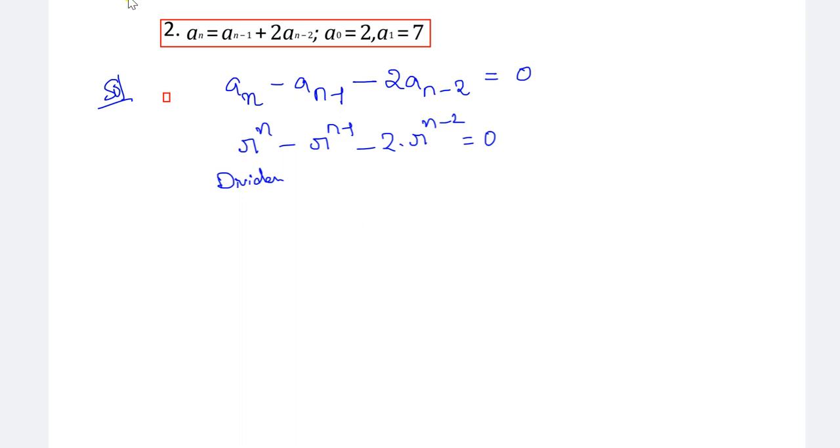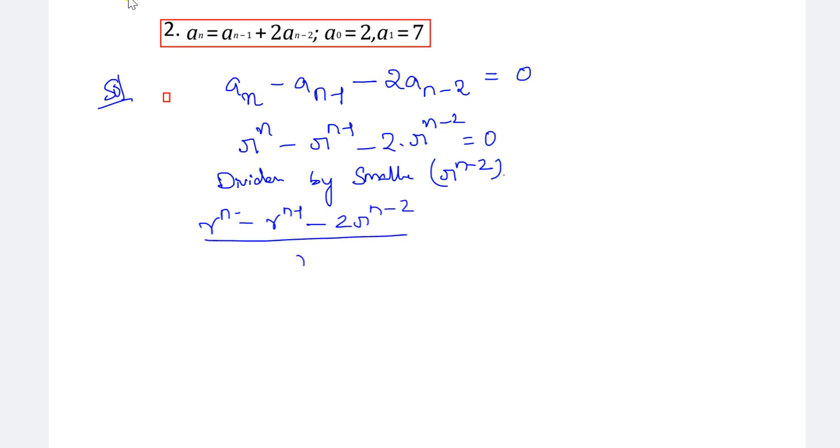Next, what is the step? Divide by the smallest power or lowest power in the equation. So r to the power of n minus 2 is the smallest one. Now divide: r to the power of n minus r to the power of n minus 1 minus 2 r to the power of n minus 2, whole divided by r to the power of n minus 2 equal to 0. So directly from this equation, I write the quadratic equation, what we get: r square minus r minus 2 equal to 0. This is the equation we will get.